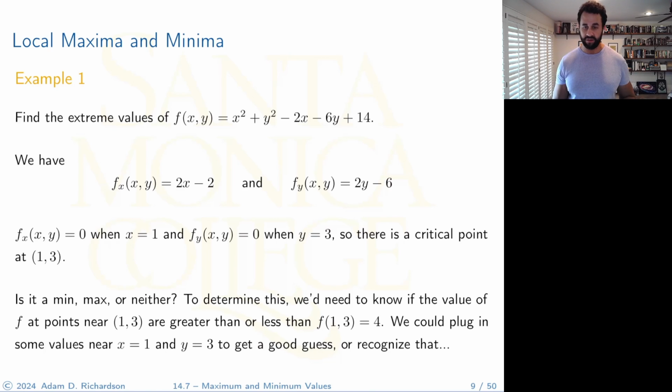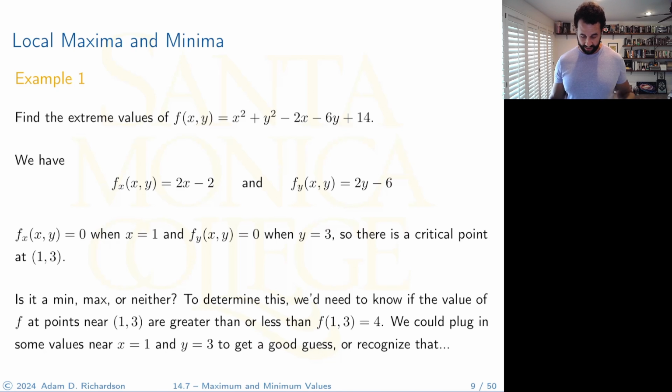Also, I'll point out that both of these functions are polynomials. They're actually linear. So they're defined everywhere. There is no place where they won't exist. So there you go. The only critical point we have now is at (1, 3). Now the question is, is it a maximum? Is it a minimum? Is it neither? What's going on at this point? It's a critical point, but we want to know what's going on.